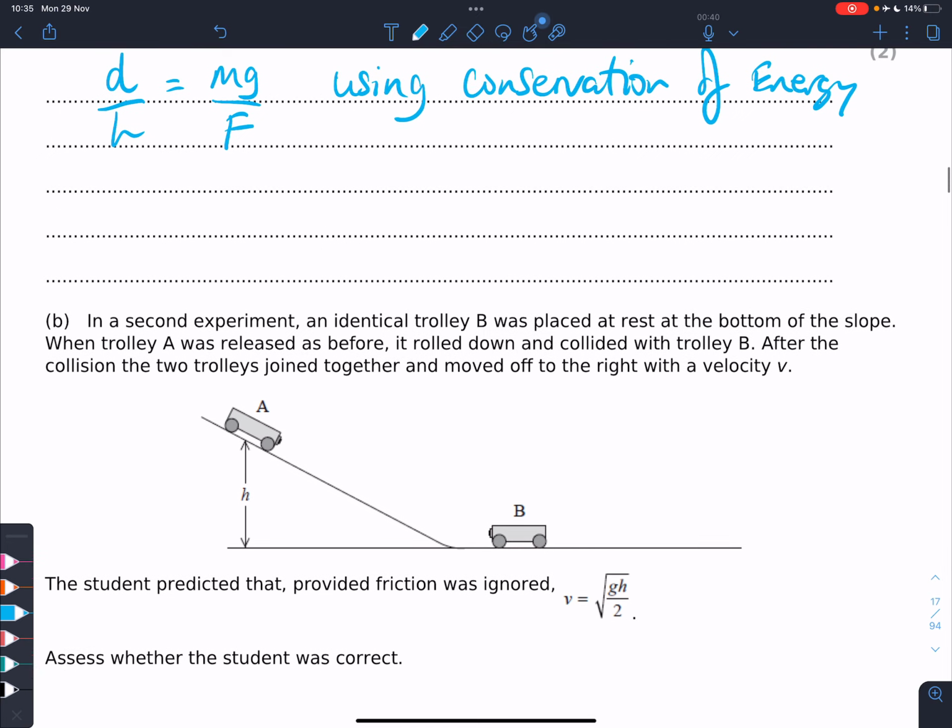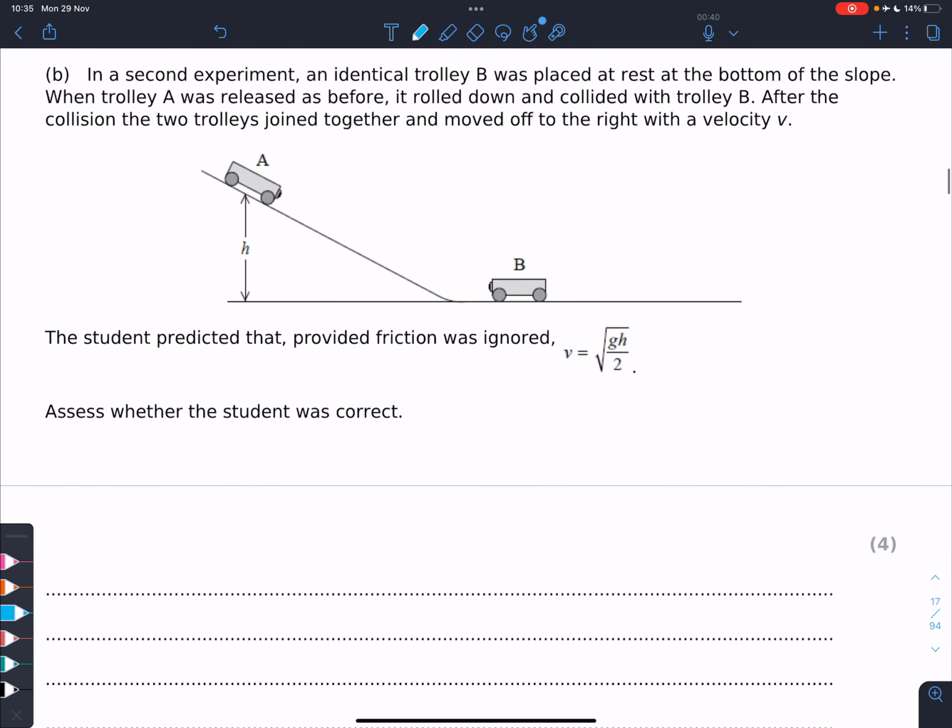The second part of the question is saying an identical trolley, so that's going to have the same mass, was placed at rest, so it's not moving, at the bottom of the slope. And then when trolley A is released, it hits this one. So there's a collision. You're thinking, collision is all going to be to do with momentum. The idea is after the collision, the two trolleys joined together and moved off to the right. Okay, so the momentum conservation is before equals after. So let's work out the mass times the velocity before.